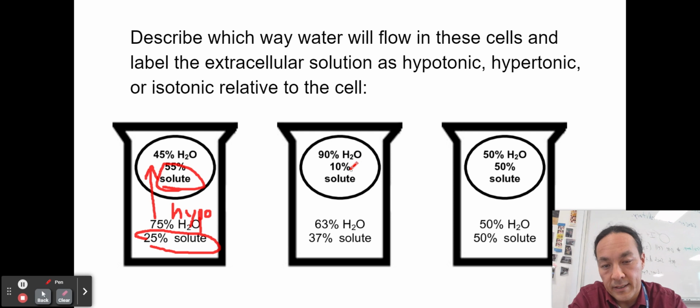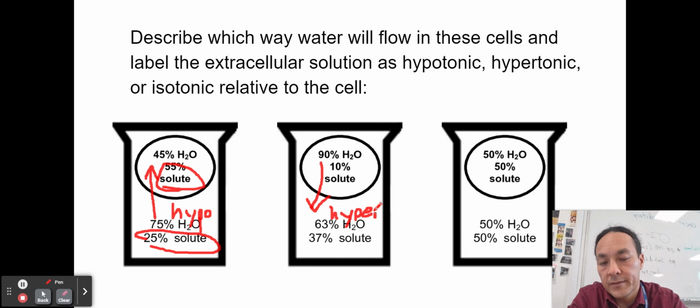Here, 90% water inside the cell, 10% solute, 63% water on the outside of the cell, 37% solute. The water is going to leave the cell. The cell is going to crenate, it's going to shrink. And in the previous one, the cell expanded. Eventually, that cell could explode in a process called lysis. This cell will shrivel up, and this solution we call hypertonic relative to the cell.